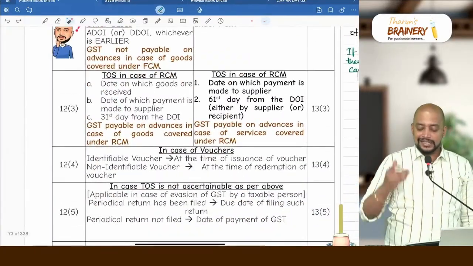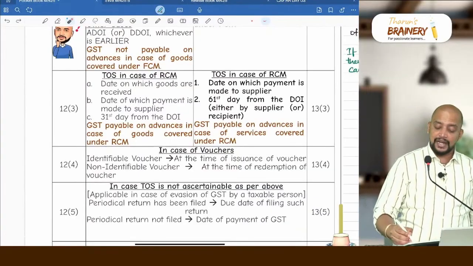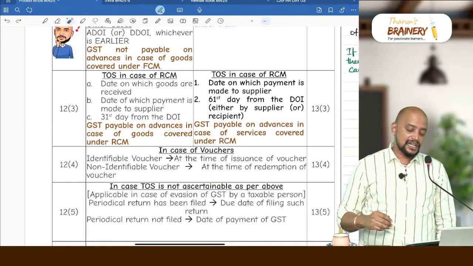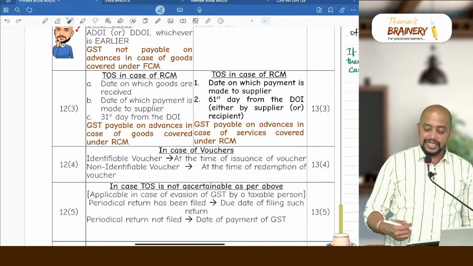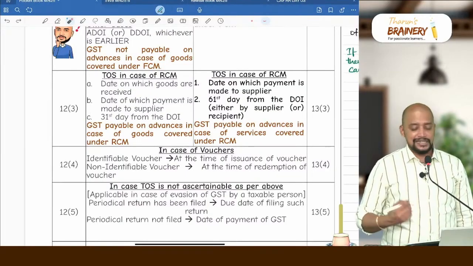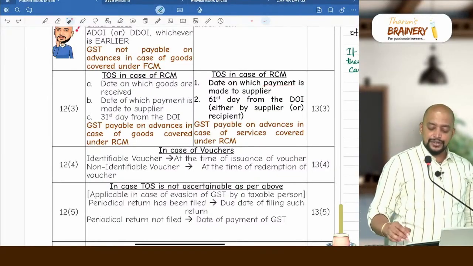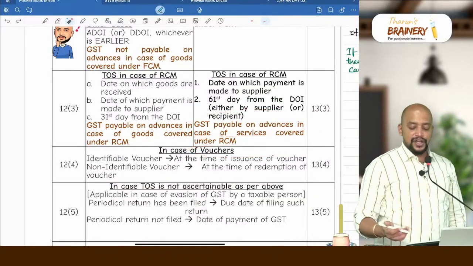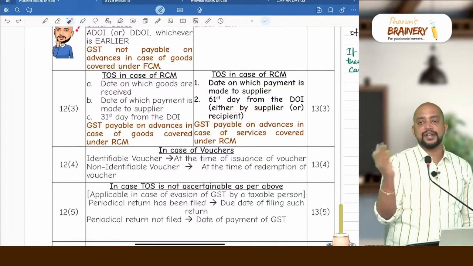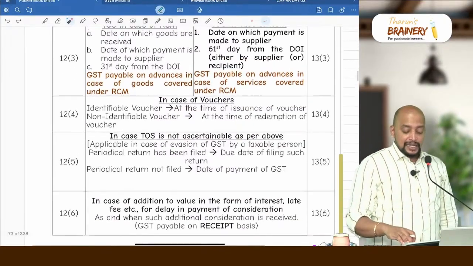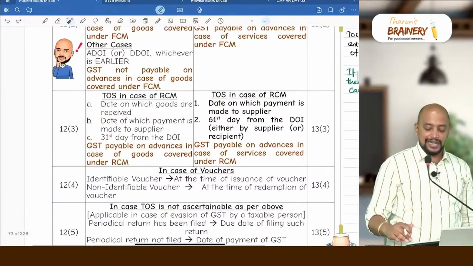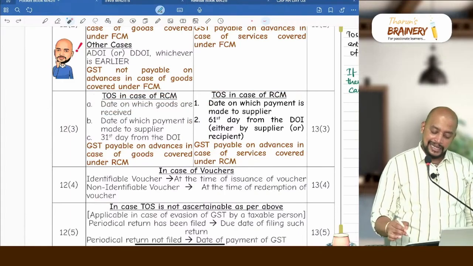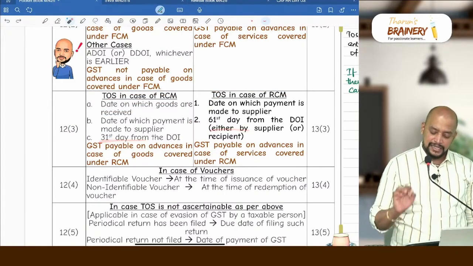Whereas time of supply in case of RCM is the date on which payment is made to the supplier, or the 61st day from the date of invoice, whichever is earlier. And GST is payable on advances, yes, because date of payment is one of the dates. So therefore GST is payable on advances in case of services covered under RCM. This invoice may be given by the supplier or by the recipient, based on the self invoice. This is about services under RCM. If you see goods RCM and service RCM, the first date is not there and the second date is there, and instead of the 31st day here it is the 61st day.